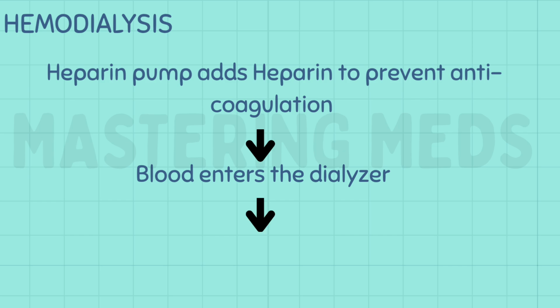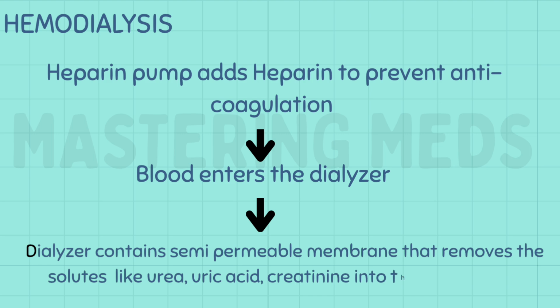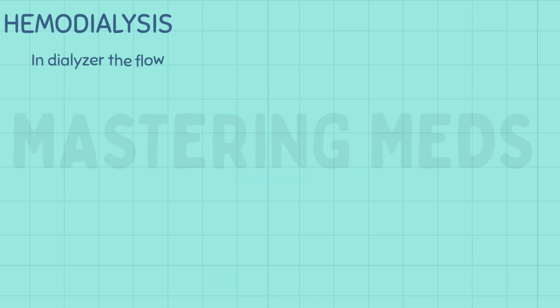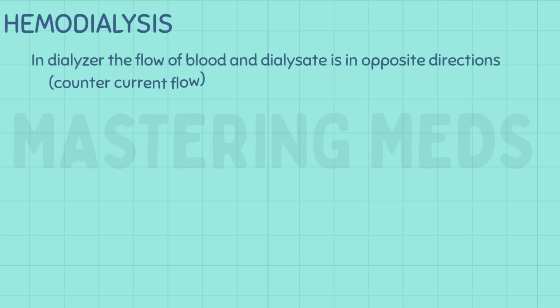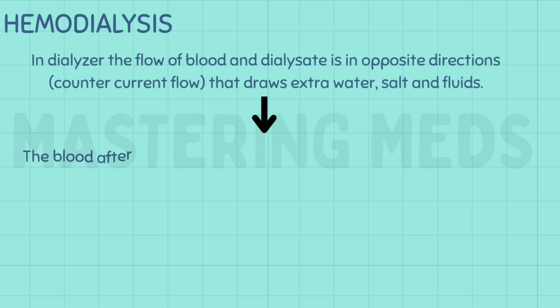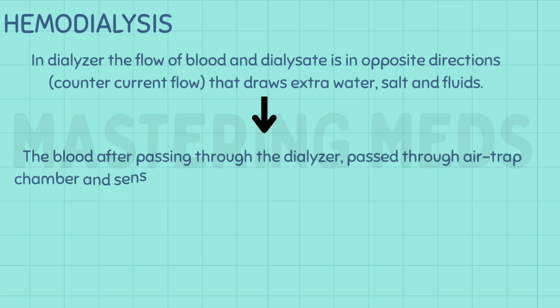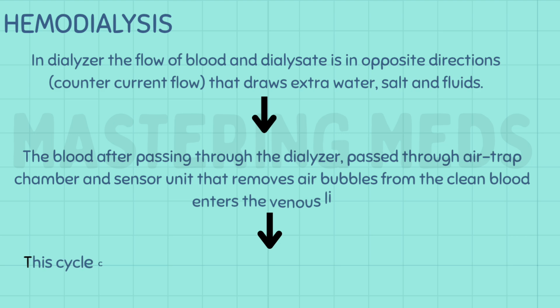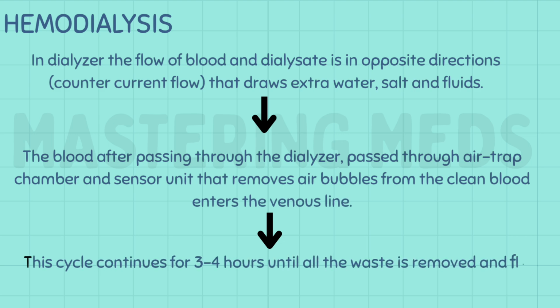The dialyzer contains a semi-permeable membrane that removes solutes like urea, uric acid and creatinine into the dialysate by diffusion. In the dialyzer, the flow of blood and dialysate is in opposite directions, called countercurrent flow, that draws extra water, salt and fluids. The blood, after passing through the dialyzer, passes through an air trap chamber and sensor unit that removes air bubbles from the clean blood that enters the venous line. This cycle continues for 3 to 4 hours until all the waste is removed and fluid overload is corrected.